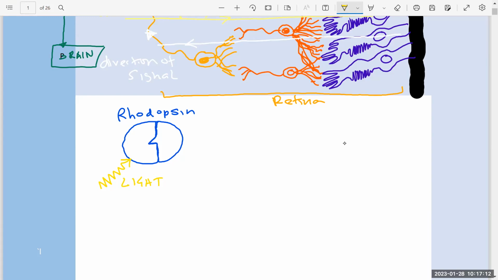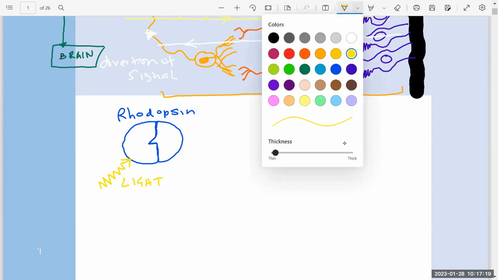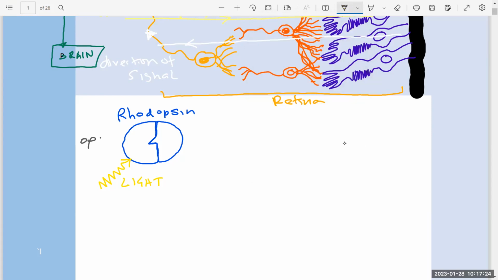The rhodopsin consists of two types of molecules. What are the two types of molecules? Number one, opsin. The first molecule is opsin, and the second molecule, this one, cis retinal. Opsin and cis retinal. Rhodopsin consists of opsin and cis retinal.